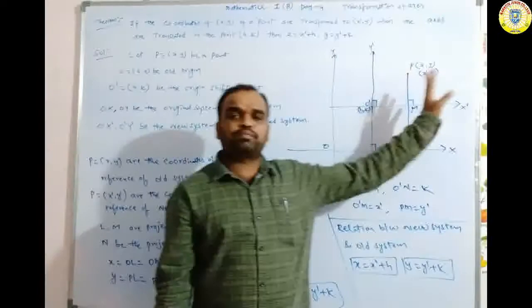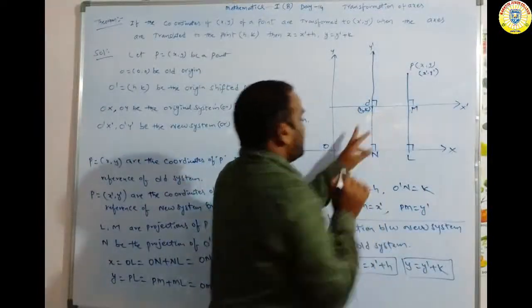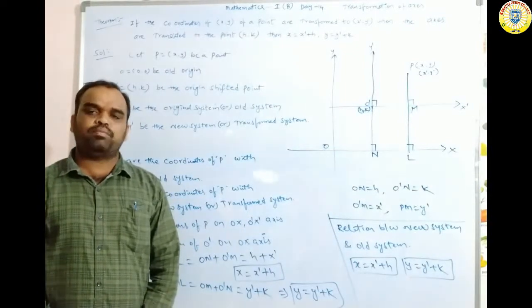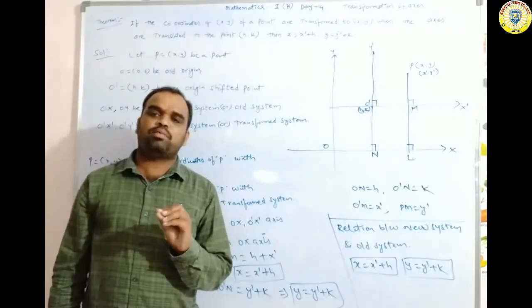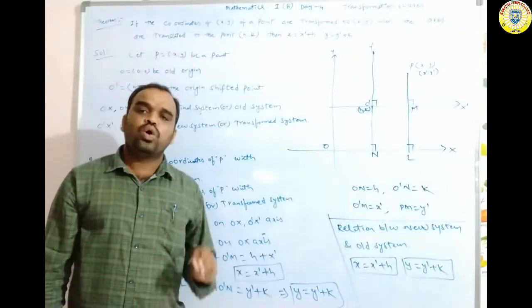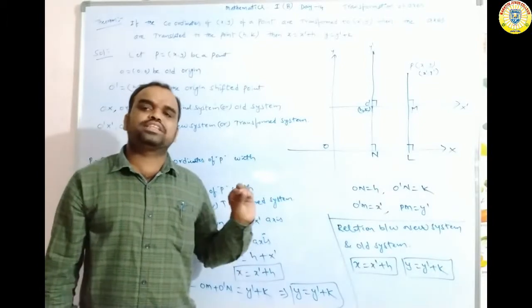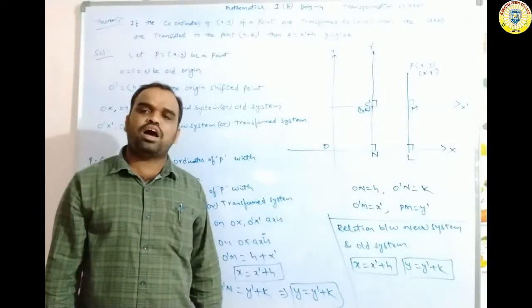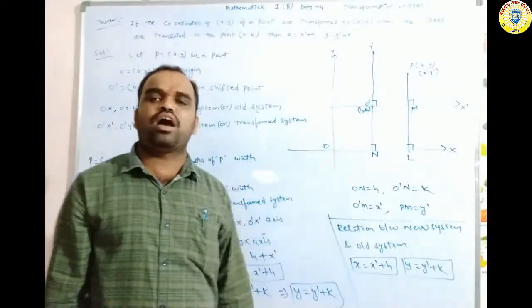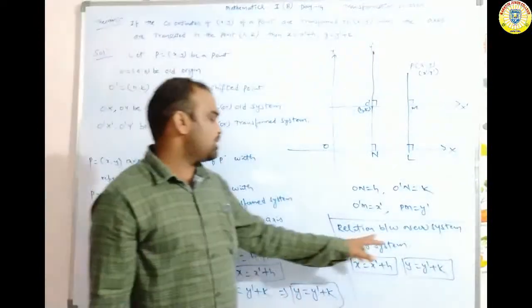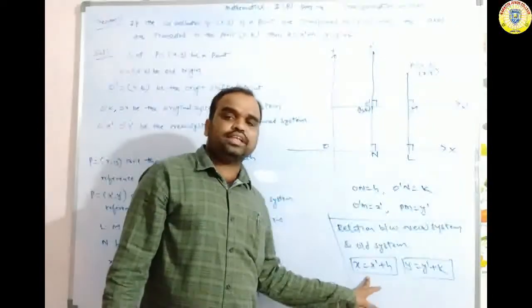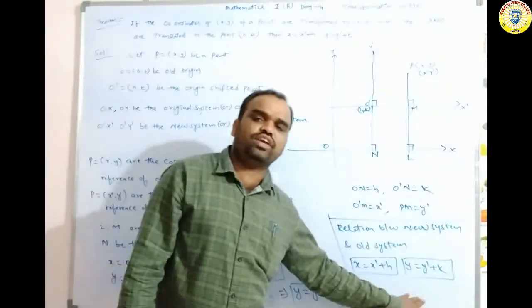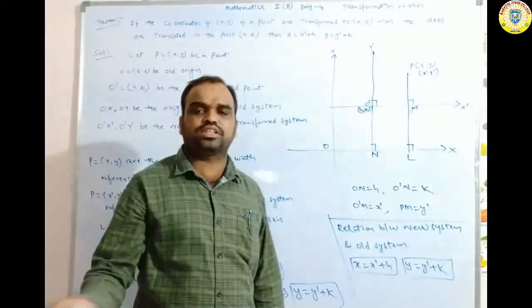What is the origin shifted point? (h, k) is the origin shifted point. So always remember this one. P = (x, y) are the coordinates of P with reference to the old system or original system. x', y' are the coordinates of point P with reference to the new system or transformed system. (h, k) is the origin shifted point. So the relation between new system and old system is x = x' + h, y = y' + k. By using this equation, we can transform from one system to another easily.